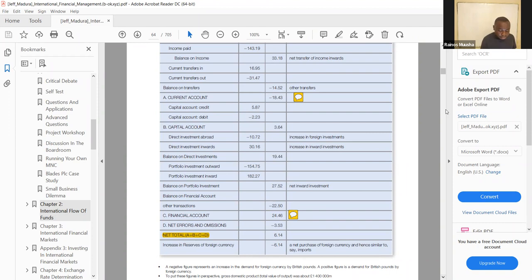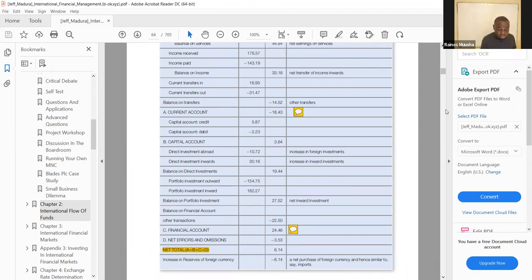So don't worry much about the line items of the balance of payments. What you need to take note of is the interpretation of the possible outcomes of what you can expect to happen when it comes to the balance of payments accounts.